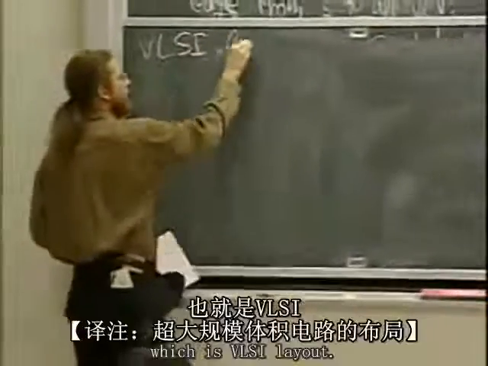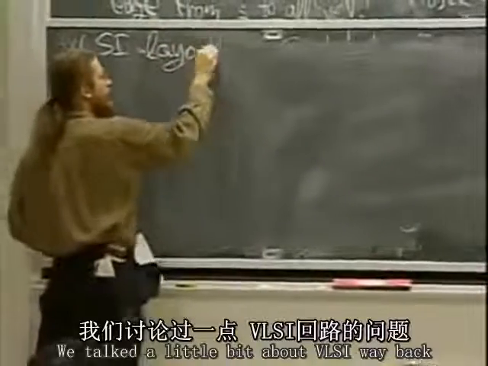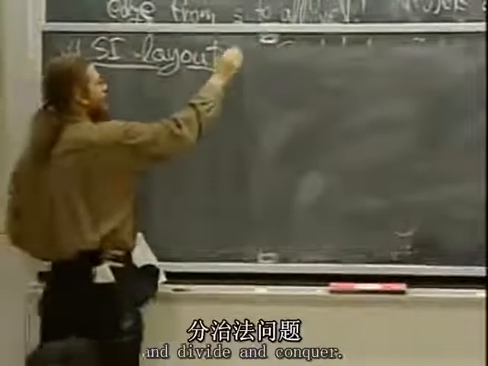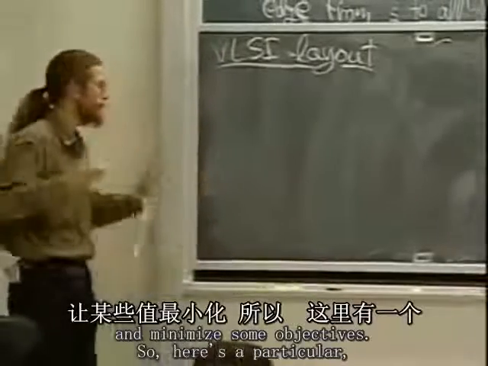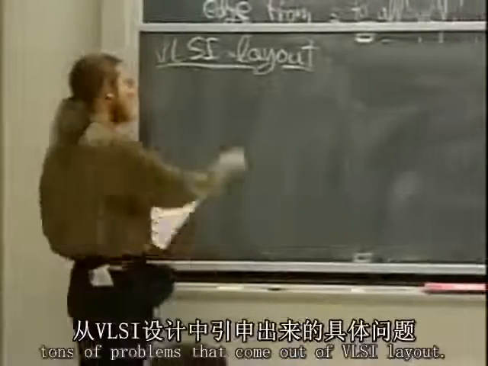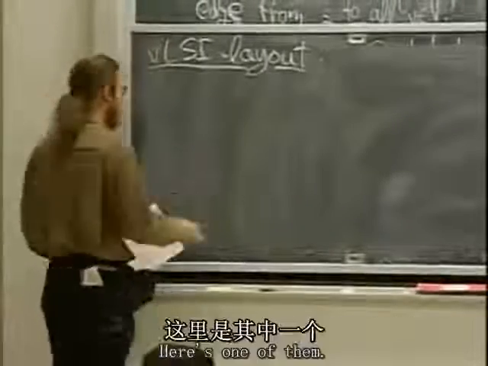which is VLSI layout. We talked a little bit about VLSI way back in Divide and Conquer. You have a bunch of chips, you want to arrange them and minimize some objectives. So there's tons of problems that come out of VLSI layout. Here's one of them.